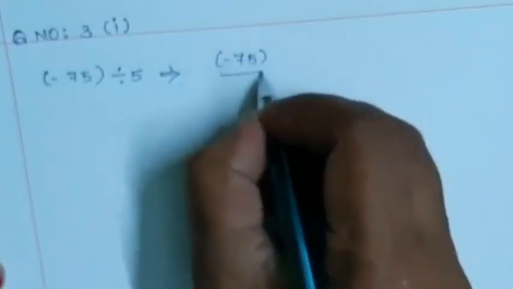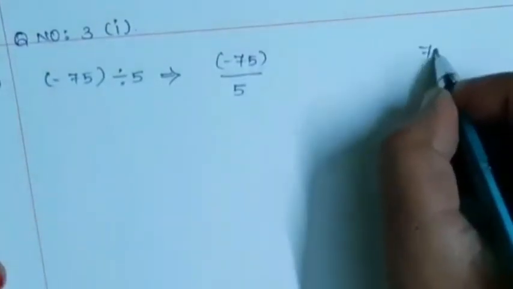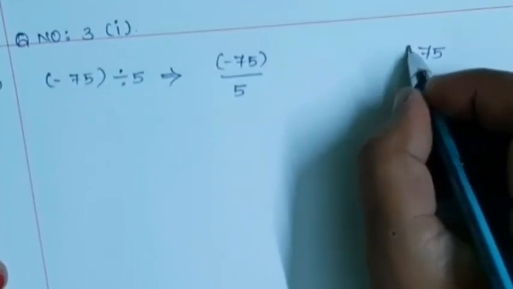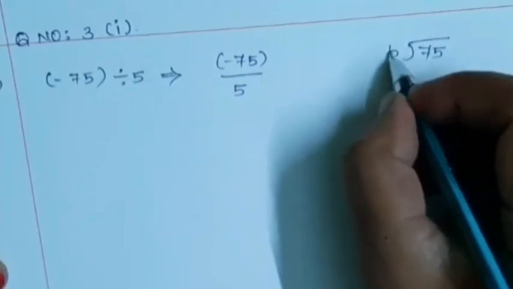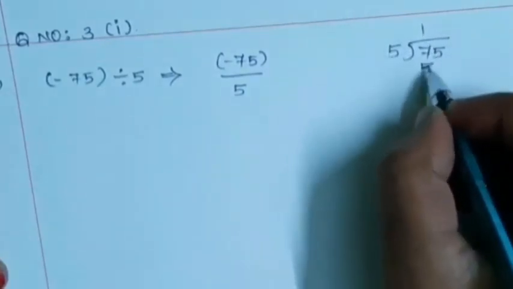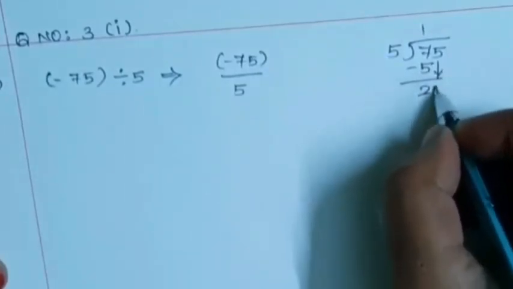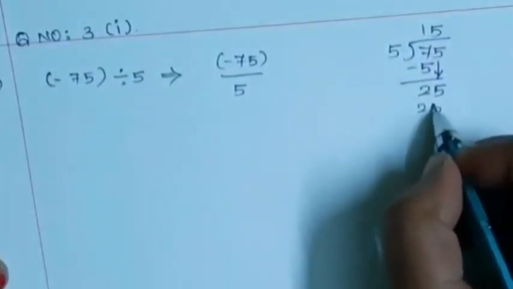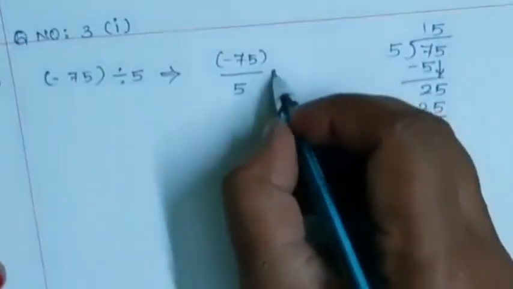Let's see question number 3, subdivision 1. Minus 75 divided by 5, which is nothing but minus 75 by 5. Divide 75 by 5. By the 5 table, we are going to divide 75. 1 5 is 5. Subtract 5 from 7, we get 2. Bring down 5, we get 25. 5 5s are 25. Subtract 25 from 25, we get 0.